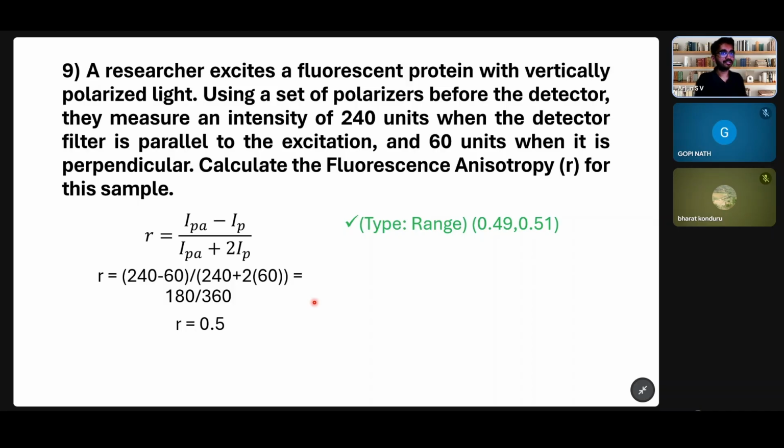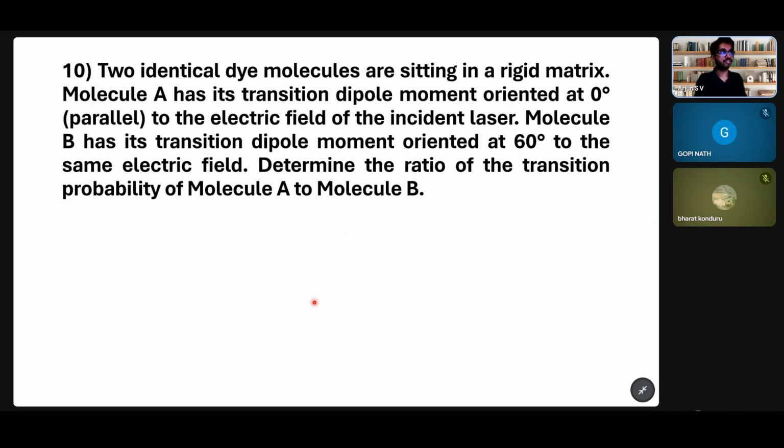So the last sample problem I have for today is this. Two identical dye molecules are sitting in a rigid matrix, molecule A and molecule B. Molecule A has its transition dipole moment oriented at 0 degree to the electric field, and molecule B has its transition dipole oriented at 60 degree to the same electric field. We have to determine the ratio of the transition probability of molecule A to molecule B. How would you find that?